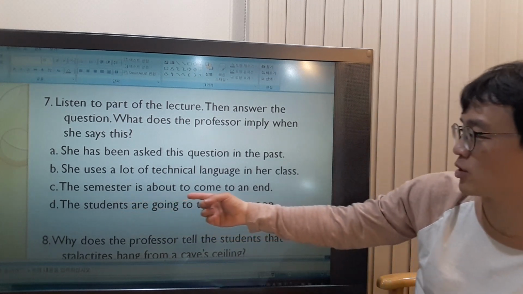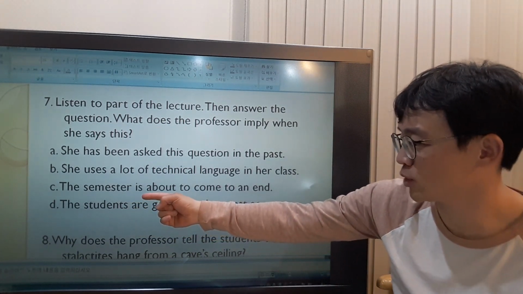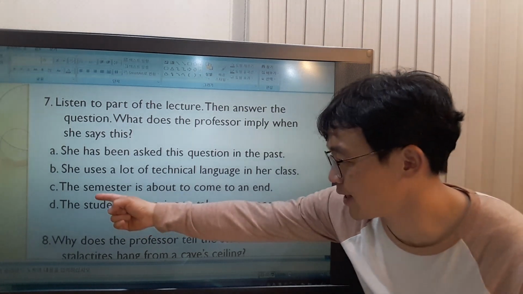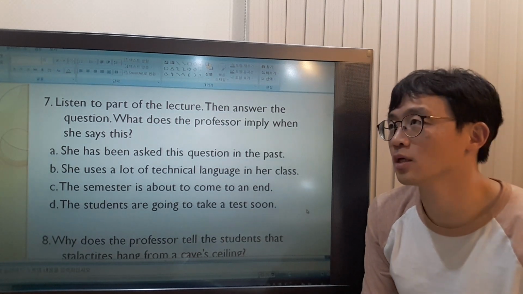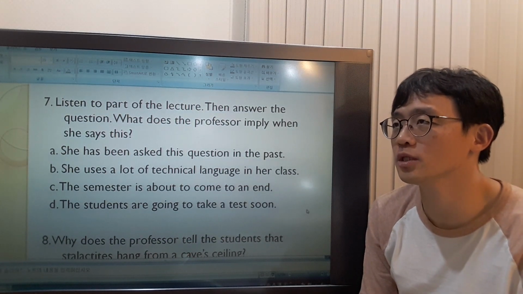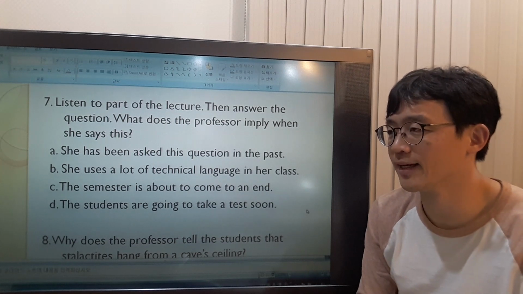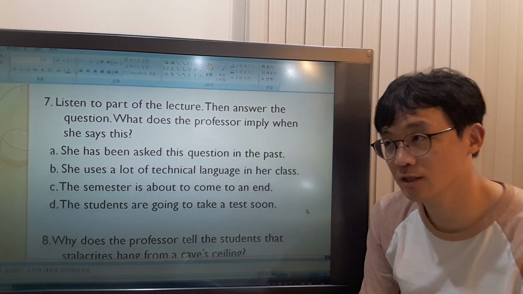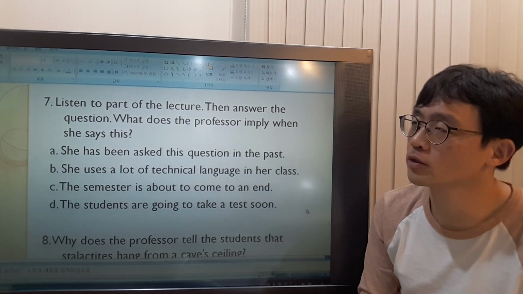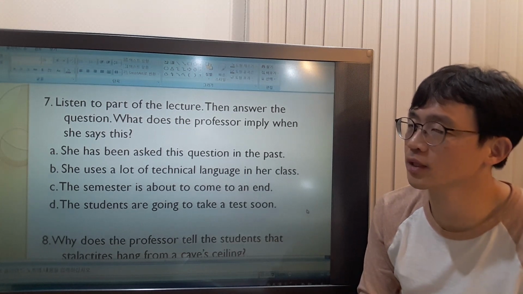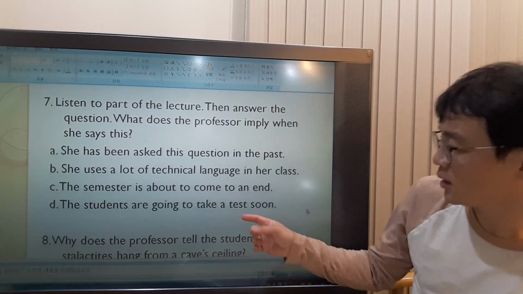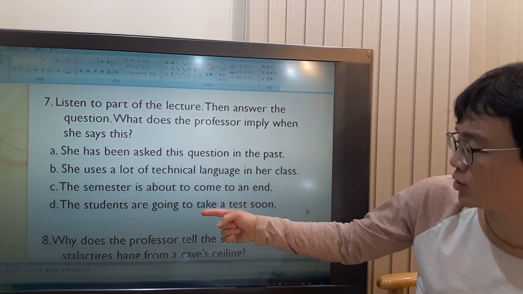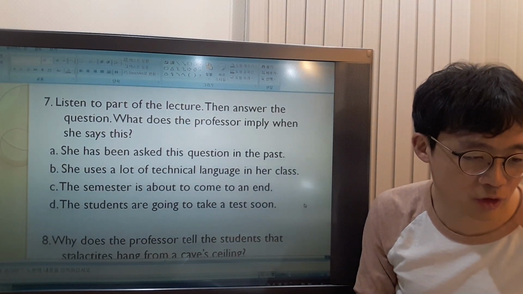C. The semester is about to come to an end. Be about to. What does that mean? It's soon going to. All right. The semester. What's a semester? Semester is one of the two main periods into which an academic year is divided. Do you understand? So there are fall semester and spring semester. Okay. So this is not what she implies. D. The students are going to take a test soon. No, this is not what she implied.